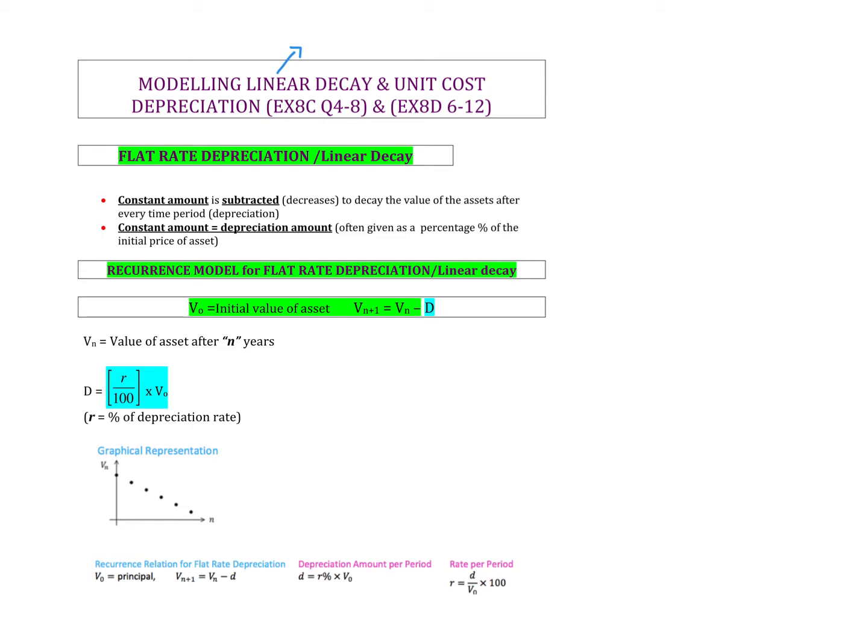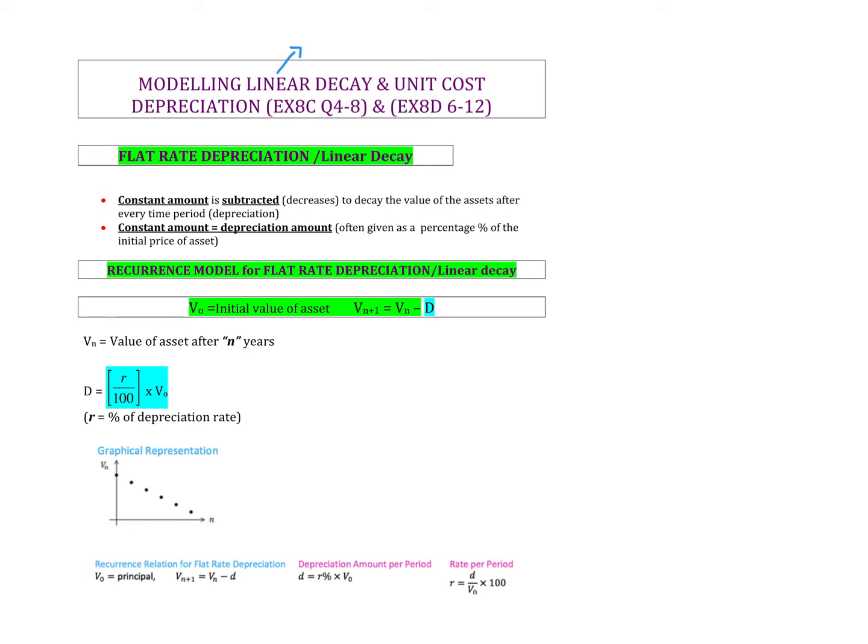But today what we're going to look at is when it's depreciating or it's decaying. That means the value is getting smaller. We saw with simple interest, the value kept getting larger because we're adding. Today we're going to look at things when it decays, or you'll hear the word depreciates, which means the value gets smaller. So we're doing financial applications, modelling, and the first one we're going to look at is called flat rate depreciation.